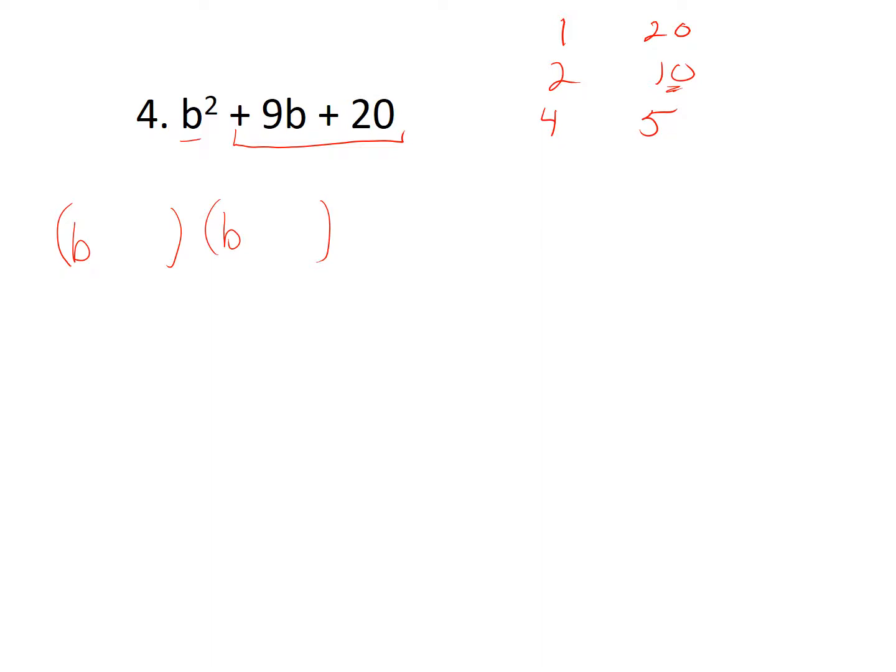Now I need to find two of these factors that, if I multiply them together, I get the 20, and if I add or subtract those two numbers, I get the 9, that number right there. So I'm going to look through these three pairs of factors and see which one satisfies these requirements. The first one is 1 and 20.